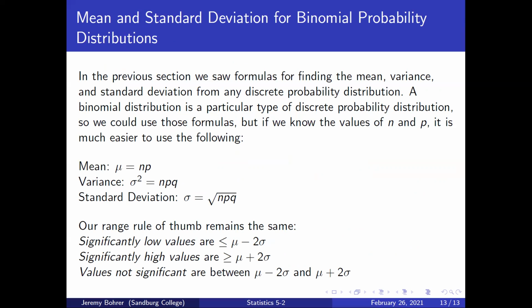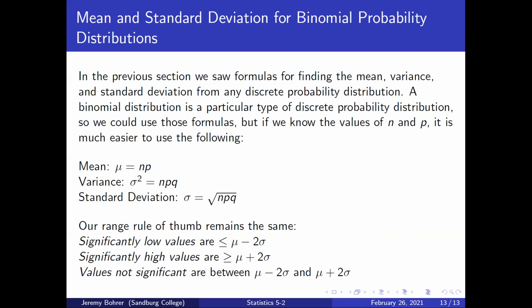In the previous section, we saw formulas for finding the mean, variance, and standard deviation from any discrete probability distribution. A binomial distribution is a particular type of discrete probability distribution, so we could use those formulas. But if we know the values of n and p, it is much easier to use the following. The mean, mu equals np. The variance, sigma squared equals npq. And the standard deviation, sigma, is the square root of npq.